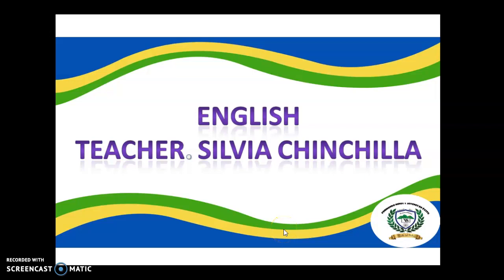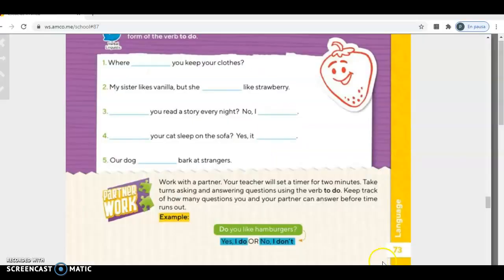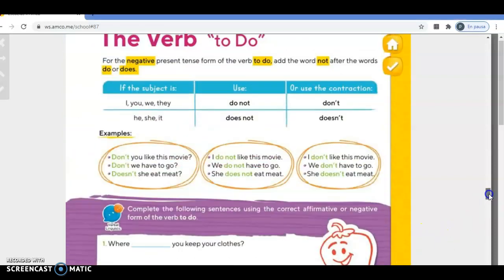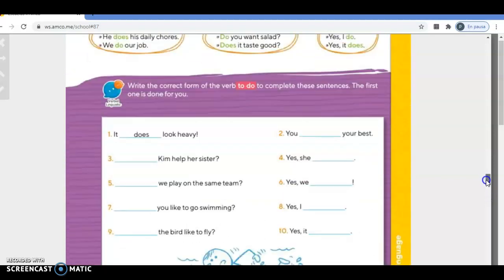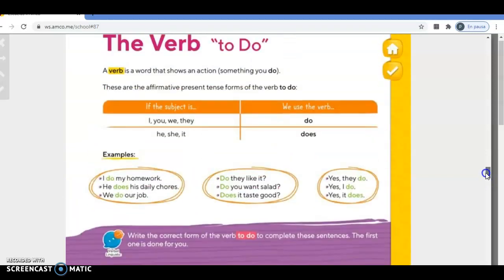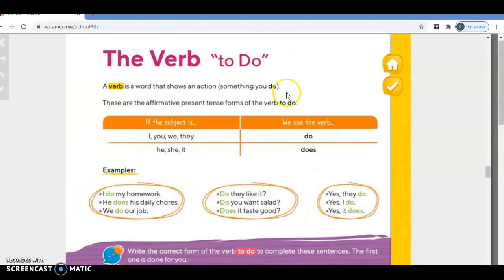Excellent. We are going to work in our grammar part. Here we go. The page is page number 73, language. Before, we are going to make a little review, okay, on page number 72. Okay, the verb to do.